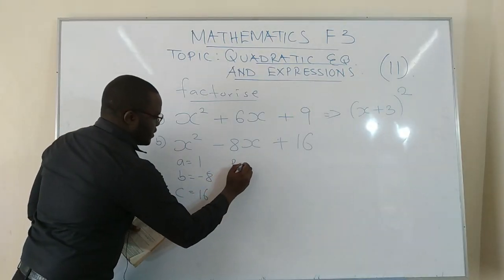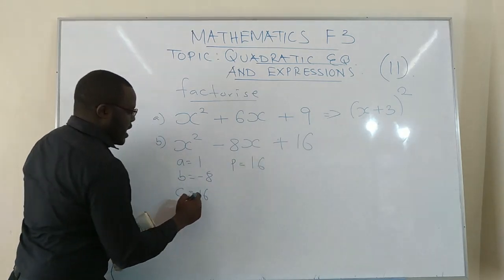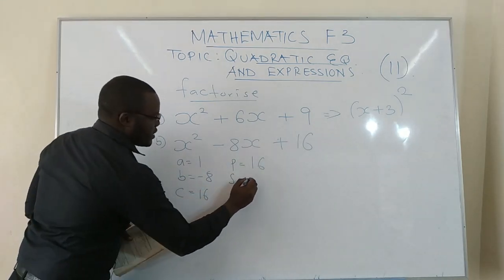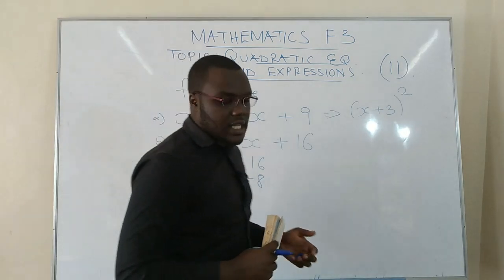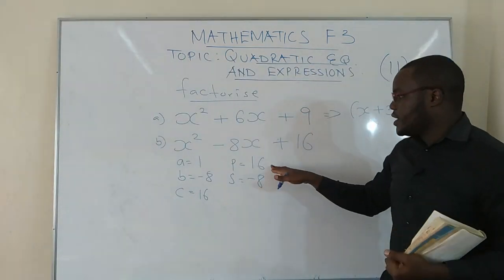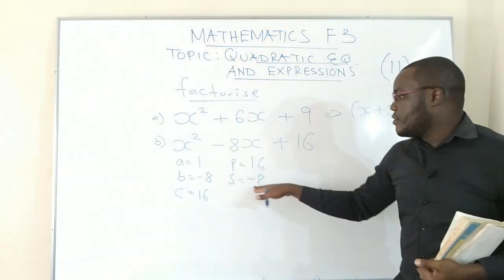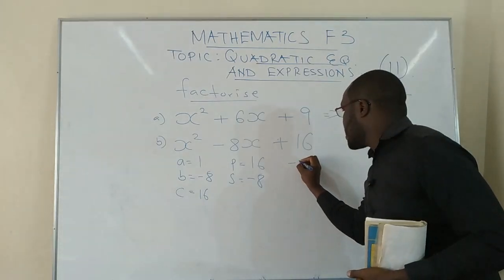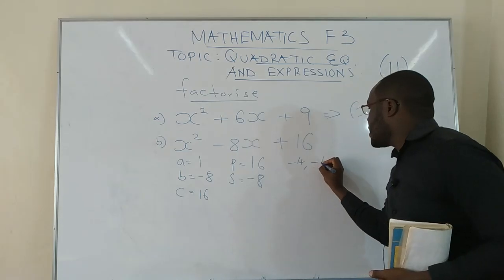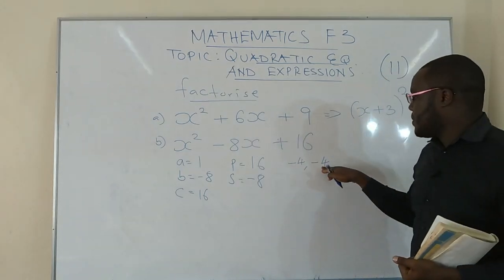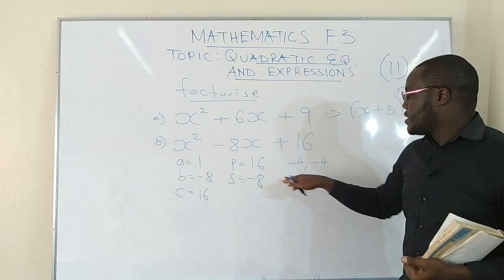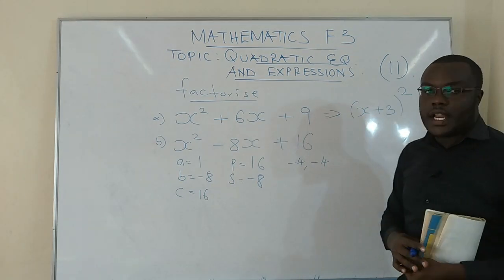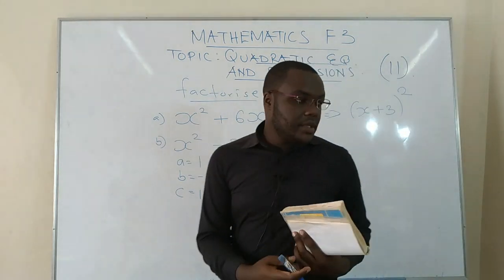Product of two numbers to give us 16, and the sum to give us negative 8. Let us think of those numbers. If you multiply them, it gives you 16, and if you add them, they give you negative 8. The numbers, correct, are negative 4 and another negative 4. Because if you multiply them, they give you positive 16. Adding them, it gives you a negative 8. So we proceed with it here.